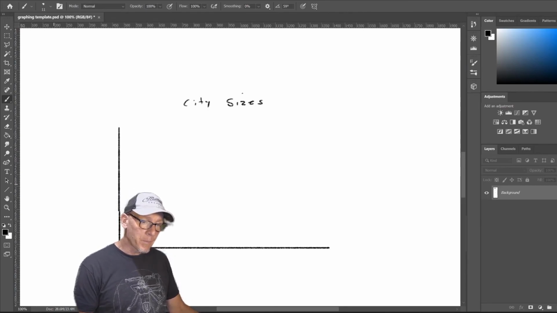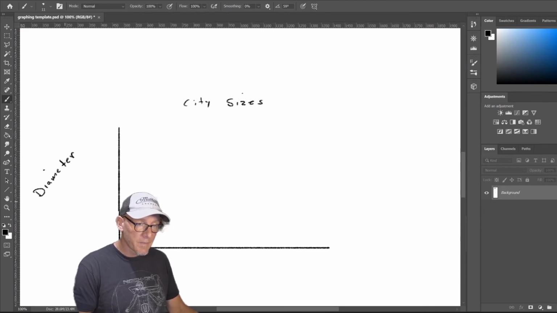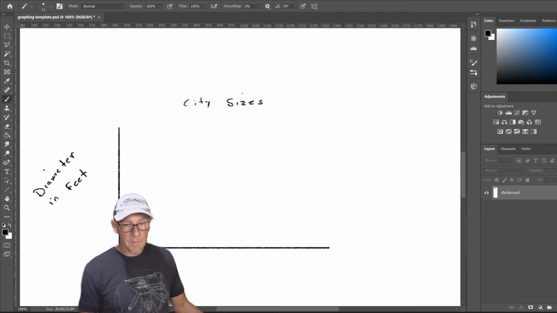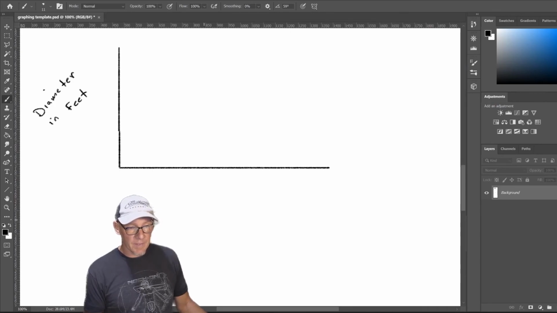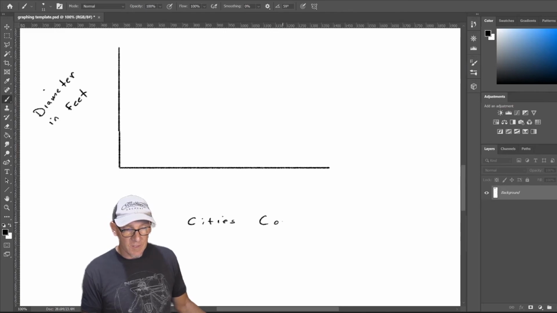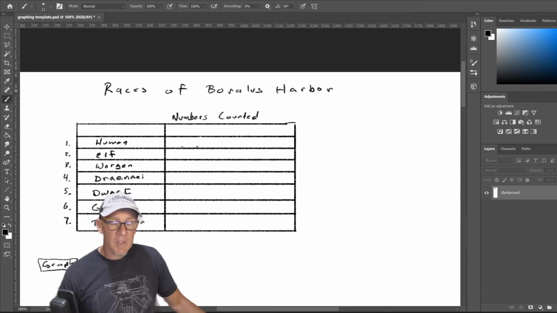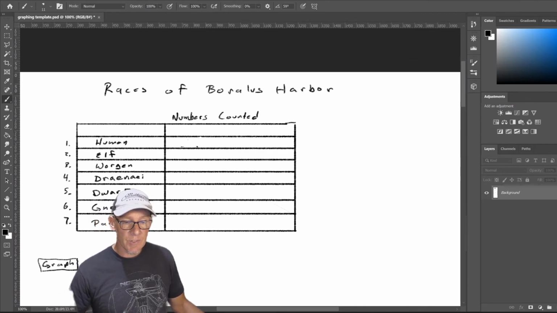Now, on the Y-axis over here, you're going to put, this will be called diameter in feet. Okay, so we'll have to figure out a scale that goes there. And then down below, we'll just put cities compared. Okay, let's go back up to the first data table. Remember, you're just going to put tally marks for everything that you see.